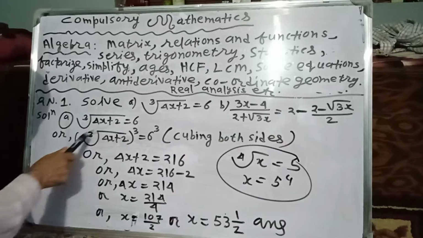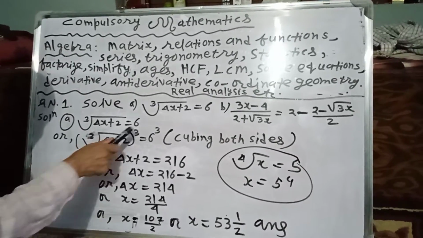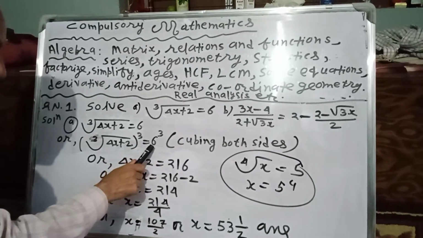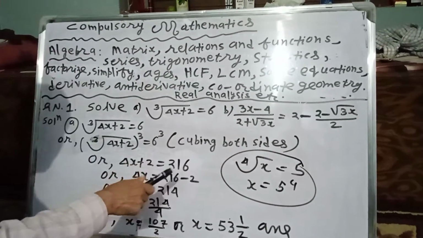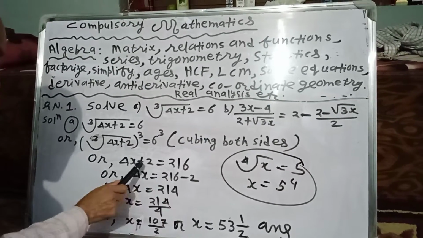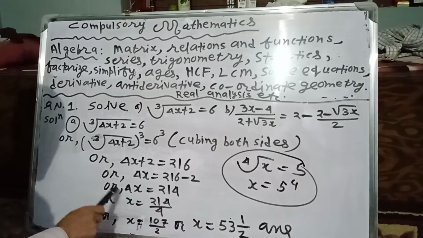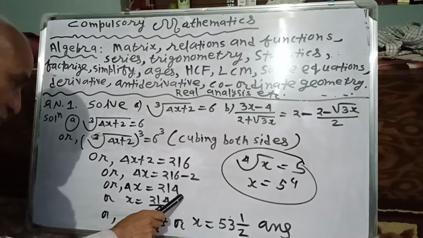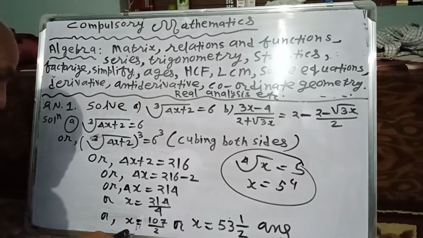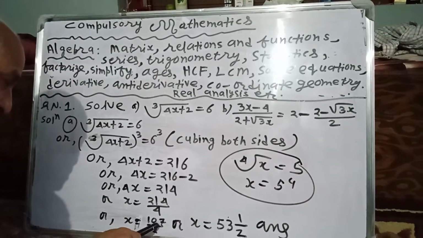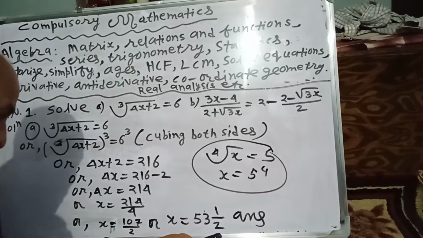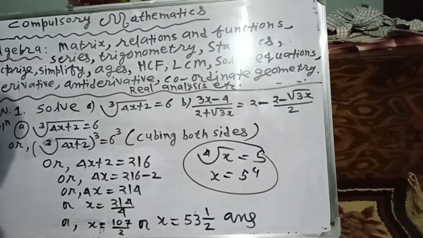This 3 up and this 3 down cancel, so 4x plus 2 equals 6 cubed. It is 6 into 6 into 6, 216. 4x equals 216 minus 2, so 4x equals 214, or x equals 214 by 4, or x equals 107 by 2, or 53 whole 1 by 2. Answer.